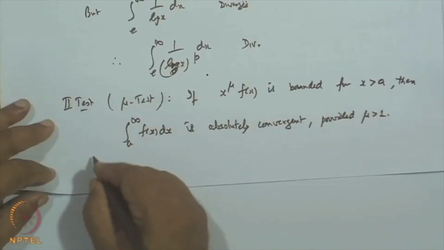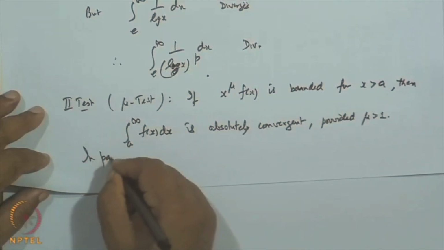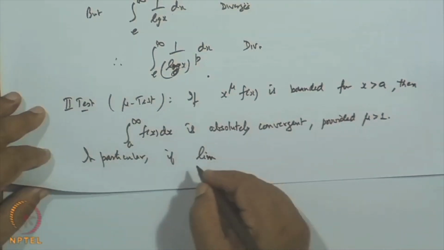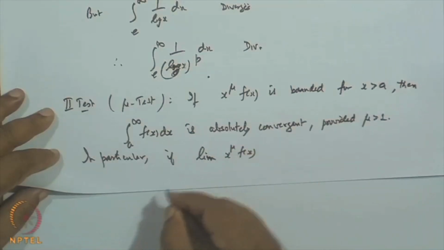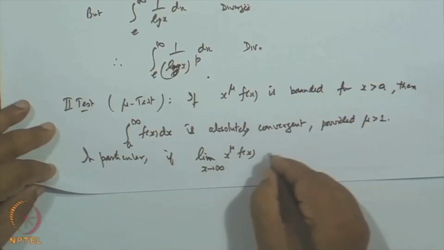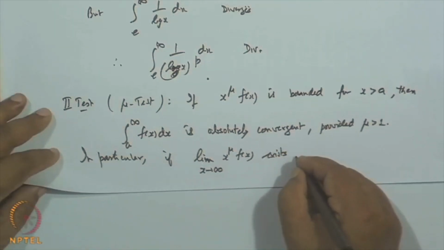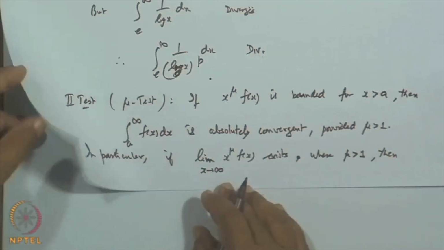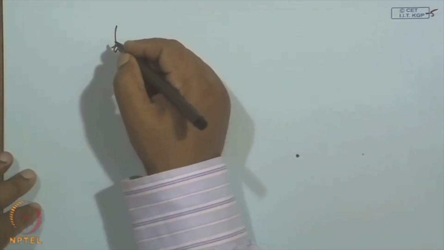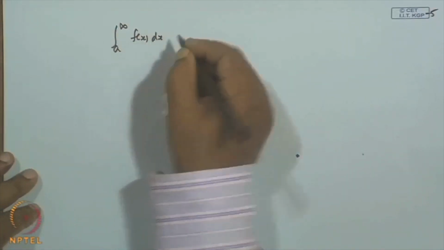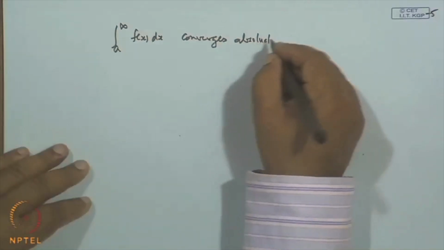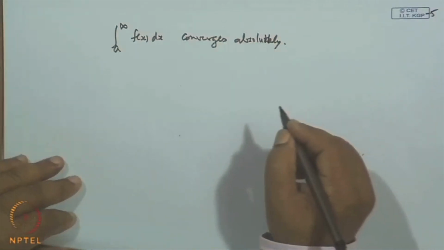In particular, if the limit of x to the power mu times f(x) as x tends to infinity exists, where mu is greater than 1, then the integral from a to infinity of f(x) dx converges absolutely.